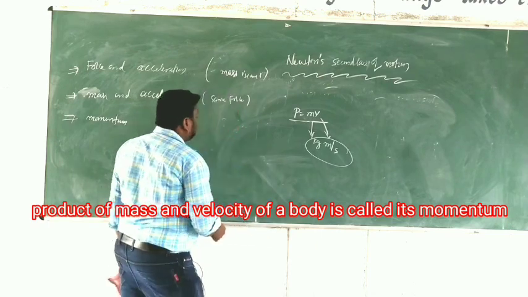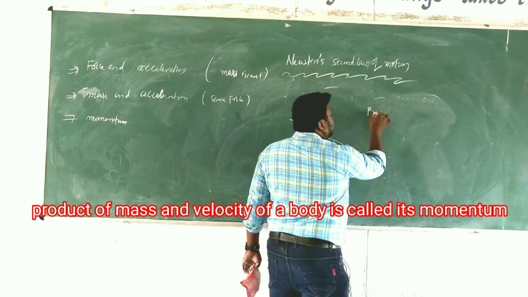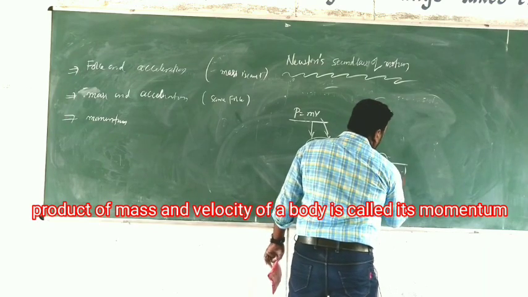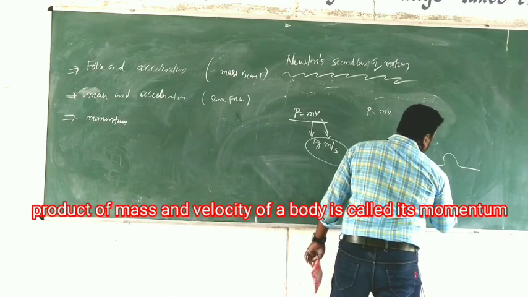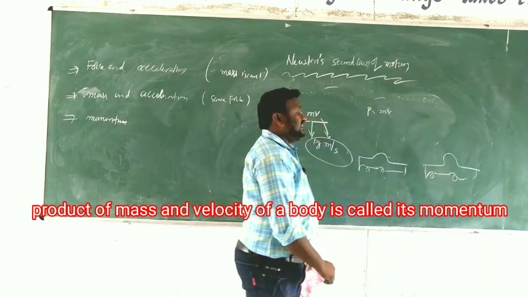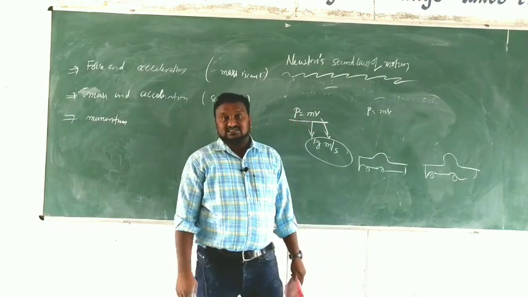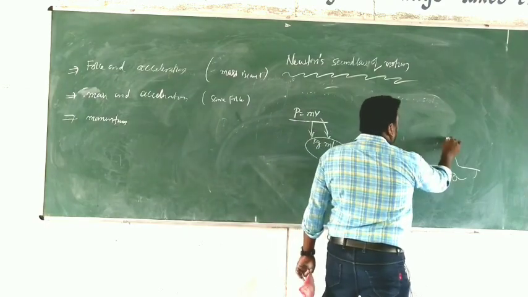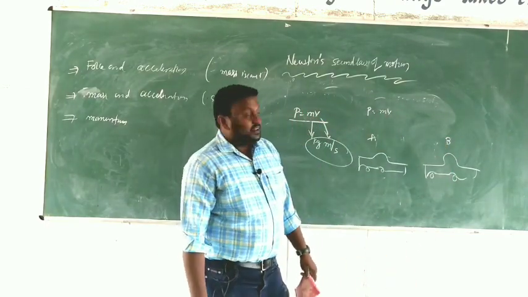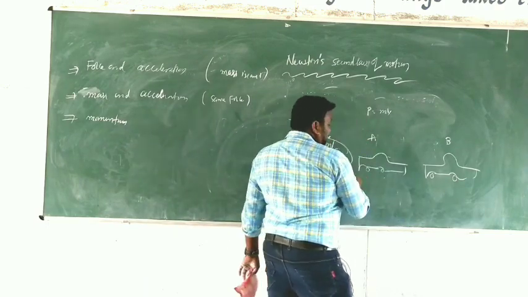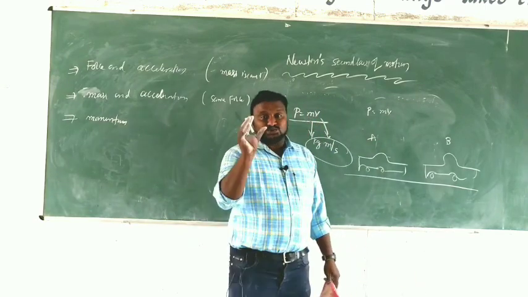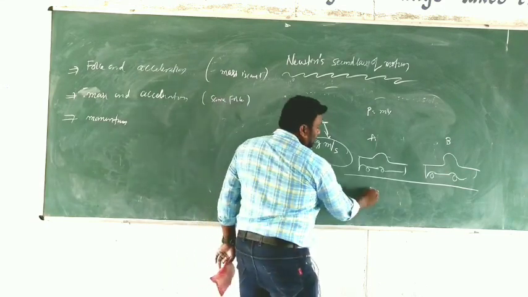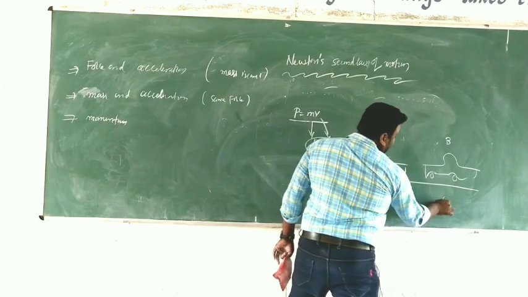For momentum, P is mv. To explain that, watch carefully: there are two cars, A and B. Now we take two stones. One boy is carrying one stone of mass 500 grams, and another also carries 500 grams.